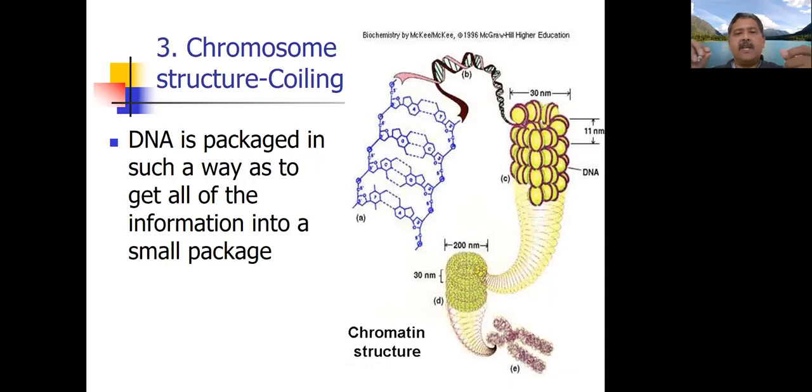You have this long string and it gets wound up and then wound up and then wound up, and it comes all together, and finally you get all this information into the chromosome that we see at the very bottom right corner.